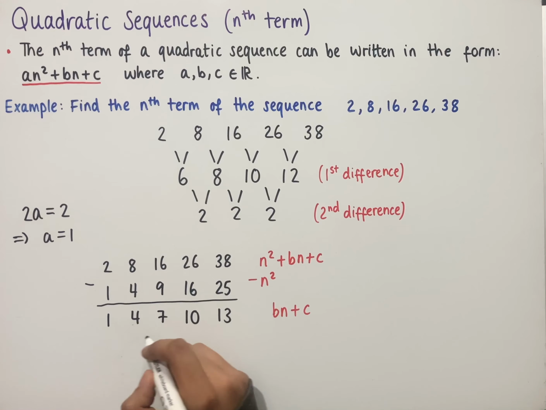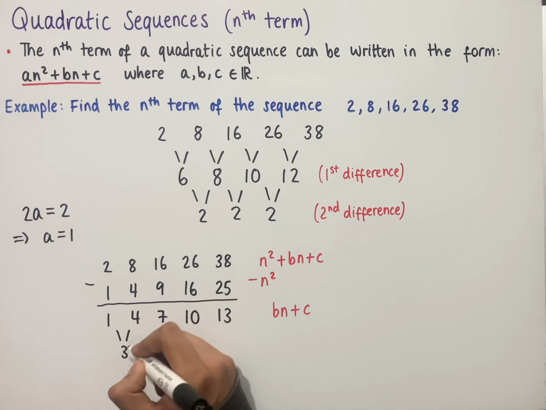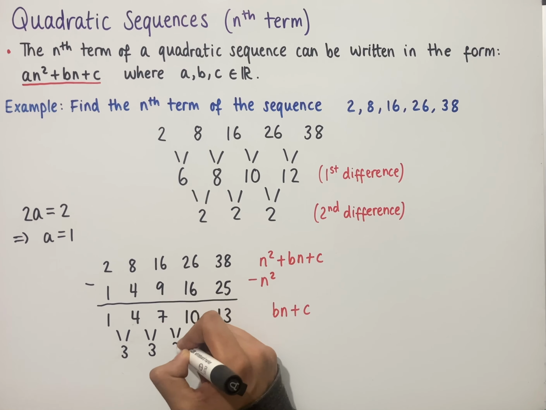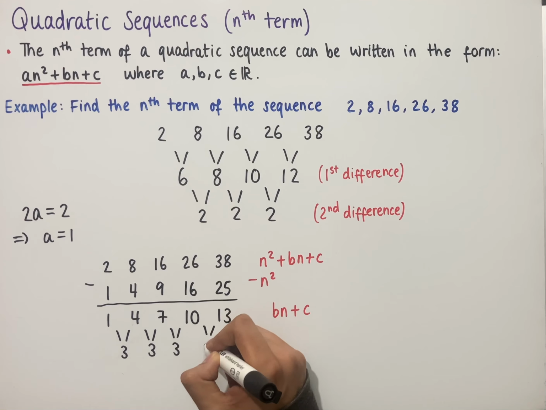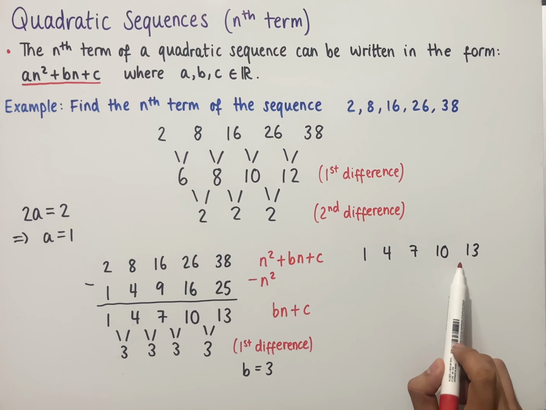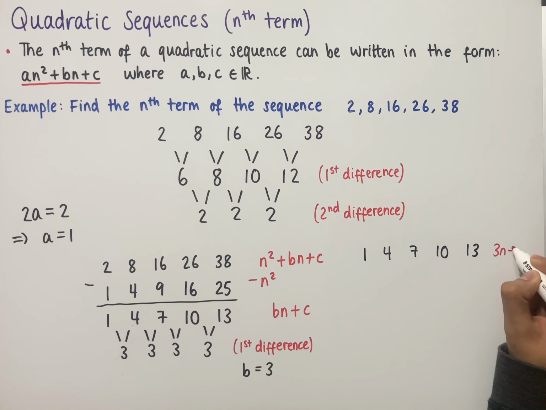We work out the first difference of this linear sequence. We have 4 take away 1, which is 3, 7 take away 4, which is 3, 10 take away 7, which is 3, and 13 take away 10, which is 3. Now for the nth term of a linear sequence, the first difference equals the coefficient of n. In other words, in this case, because the first difference is 3, then b equals 3. So we know that the nth term of this linear sequence can be written as 3n plus c.